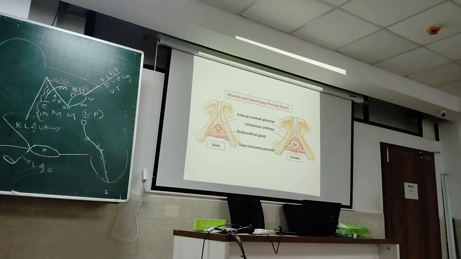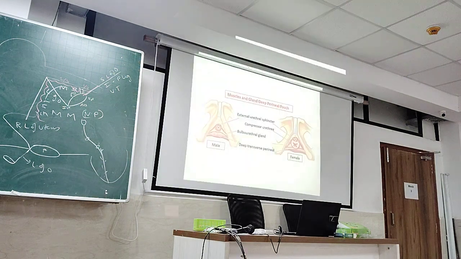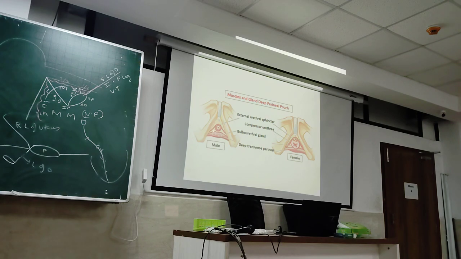The dotted line here shows the bulbourethral gland in the deep pouch. No corresponding gland in the female.